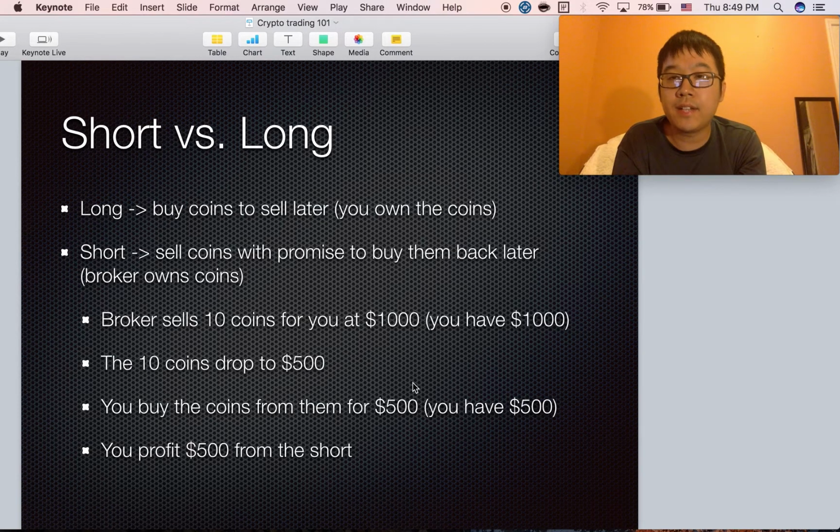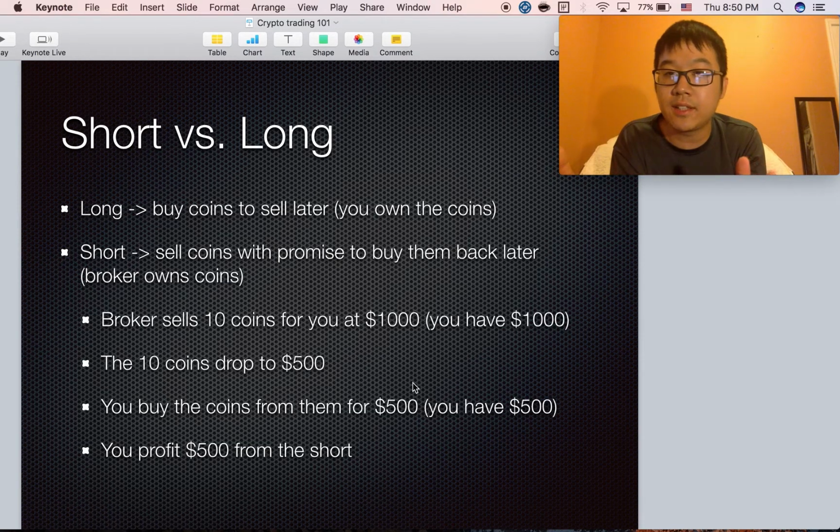So some of you might have also heard of short versus long. Long is the traditional thing that most people do. You buy coins and you sell later. You own the coins, so you can sell it whenever you want at whatever price you want. Shorting, on the other hand, is the other side of this concept. It was a little bit unintuitive at first, but basically, the broker sells coins for you first, but you have to promise to buy them back later. And so the broker owns the coin until you close your position and buy the coins back from them.